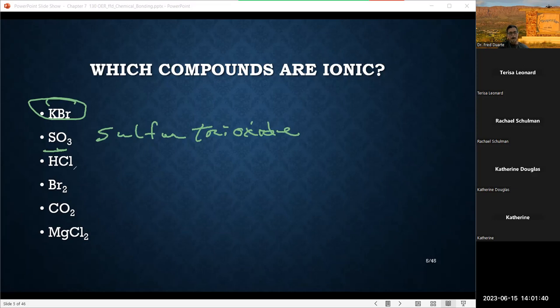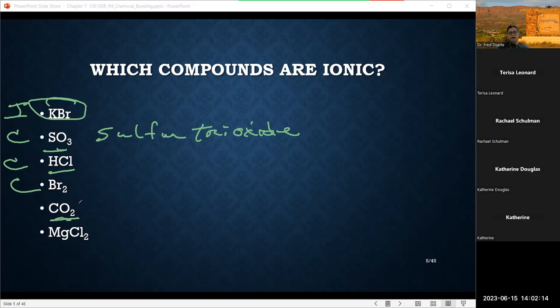And okay, HCl, ionic or covalent? Covalent. Yep, definitely covalent. I'm just going to label C, and I for potassium bromide for ionic. And then we've got Br2, which is bromine. What do you think? Ionic or covalent? Covalent, yeah, another covalent. And then we have carbon dioxide.